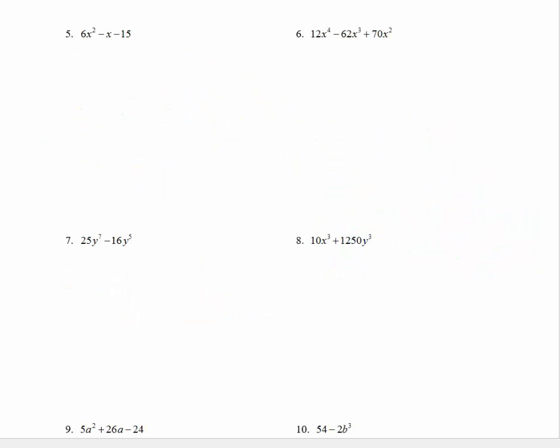Number 5, 6x squared minus x minus 15. We need to factor. We look for a GCF and there's nothing in common between all three terms. We do have three terms, so going down the list, it's not the C method because the number in front of x squared is not 1. The number in front of x squared is a 6.